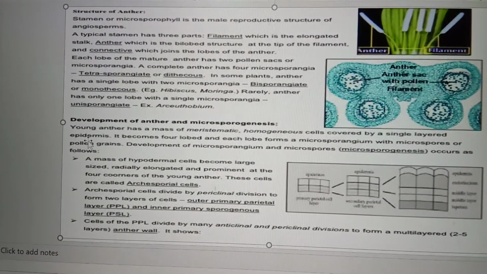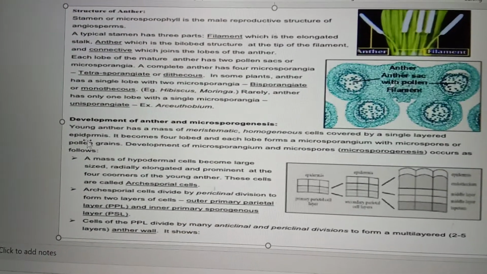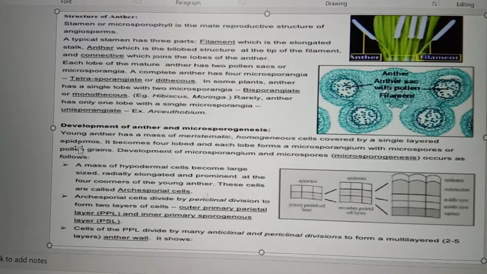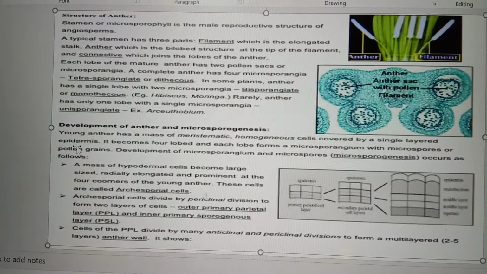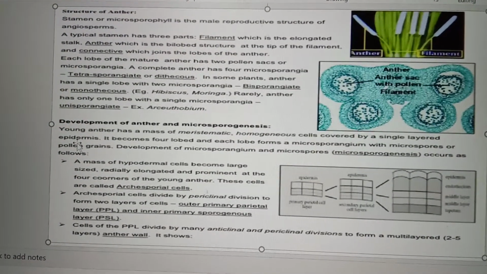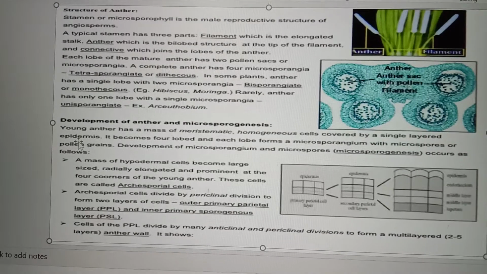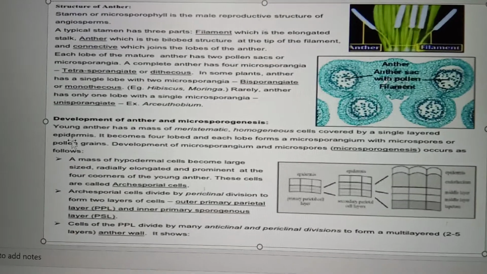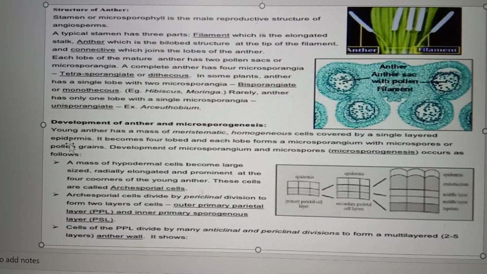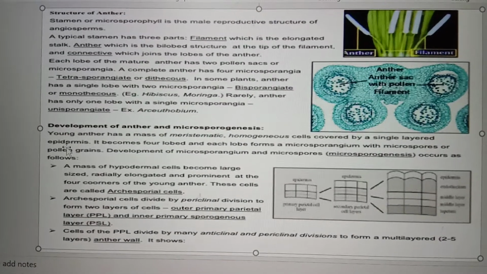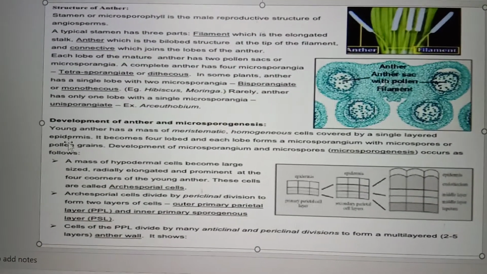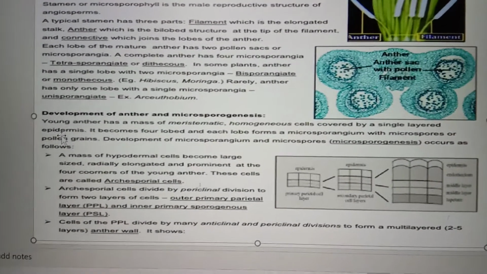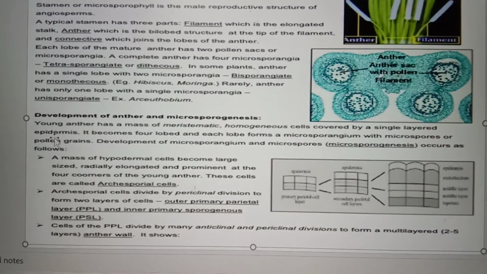Young anther has a mass of meristematic homogeneous cells which are covered by a single layer of epidermis, and it becomes 4-lobed, and each lobe forms a microsporangium with the microspores or the pollen grains. Its development is initiated with the start of the development of the anthers. Development of the microsporangium or the microspores occurs as follows. How the pollen sacs are formed, how the pollen sacs develop inside the developing anther.